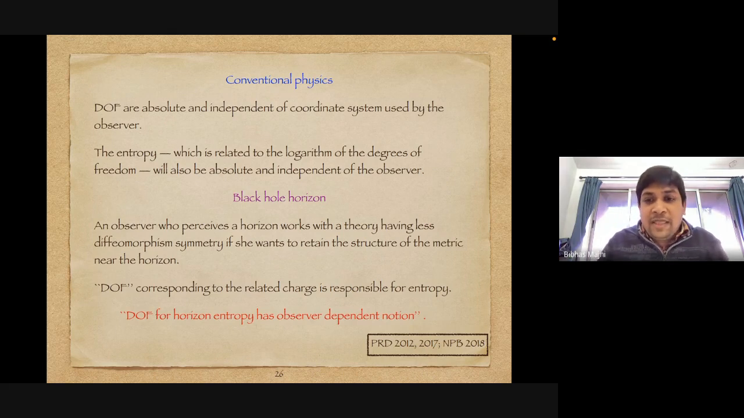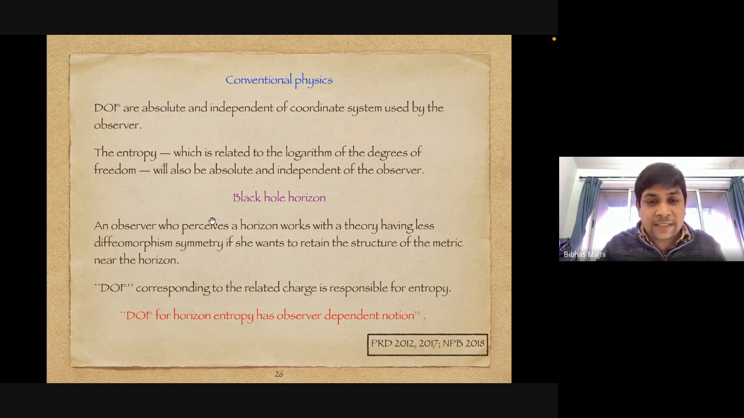So what we have is that if you do this calculation classically, you can have a quantity which is like your Bekenstein-Hawking entropy. Then our argument is probably this, that all these quantities Q naught and C can have some information of the microstructure of the horizon. If this is so, then there is a difference between conventional physics and black hole horizon thermodynamics. In conventional physics, we have degrees of freedom which are absolute, in the sense that you don't have a coordinate dependent notion of degrees of freedom. And the entropy, which is related to the logarithm of the degrees of freedom, is absolute and there is no observer dependency in these things.